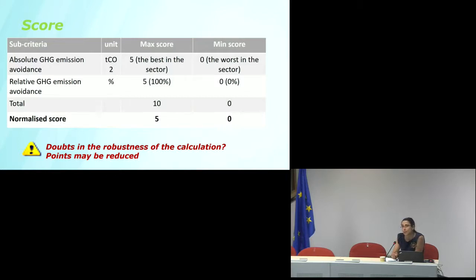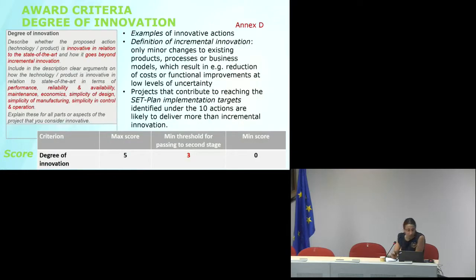The relative greenhouse gas emission avoidance is easier to derive because it's linked to the percentage. So 100% of emission avoidance leads to a score of 5. Then the two scores are summed, the maximum being 10, but then they are normalized to 5 because in each award criterion, in the first stage, the scores have to be between 0 and 5. If there are any doubts in the robustness of the calculation, evaluators may reduce points. And so that was on greenhouse gas emission avoidance.